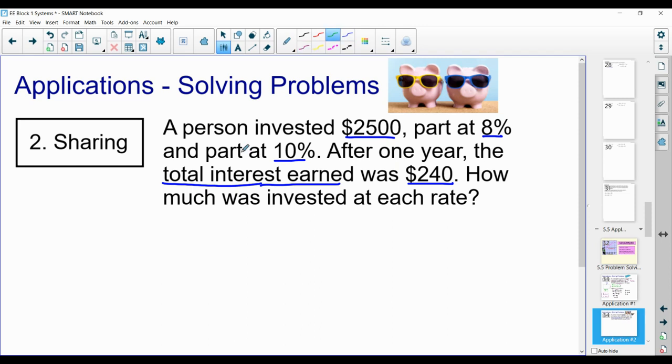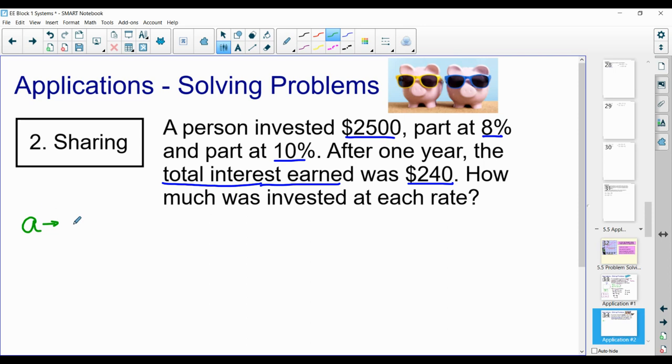And so as we look here, we have two amounts. Our unknowns are what those two amounts are. And our question can guide us there. It says how much was invested at each rate. So our unknowns is how much money was invested at each rate. Now you can use any variable that you want. I'm going to choose A and B. X and Y works perfectly fine as well.